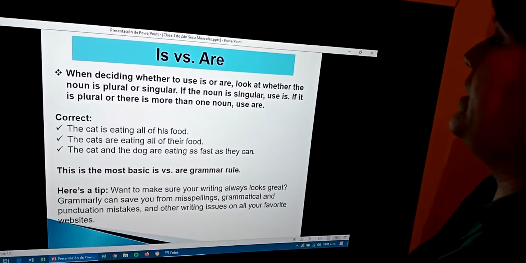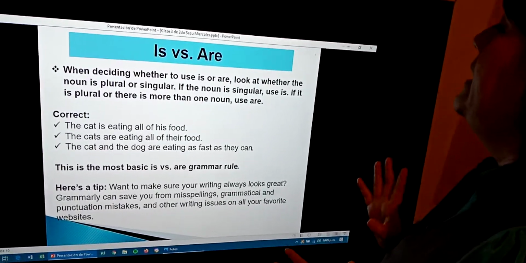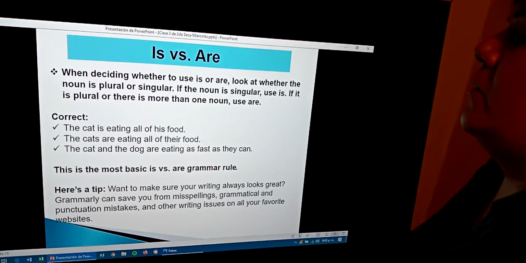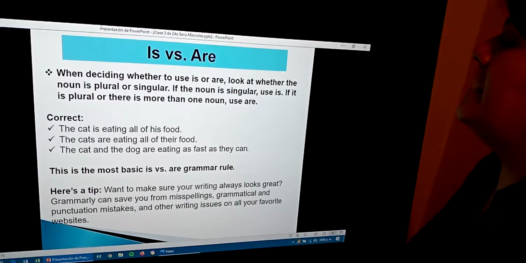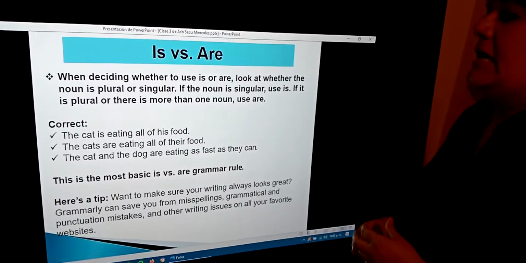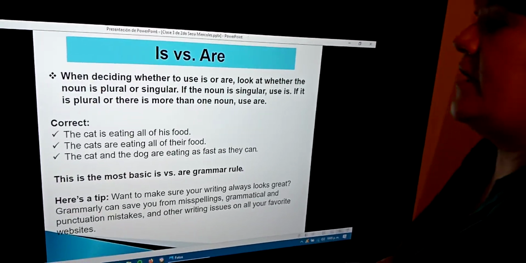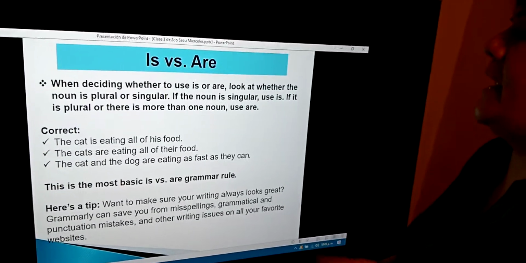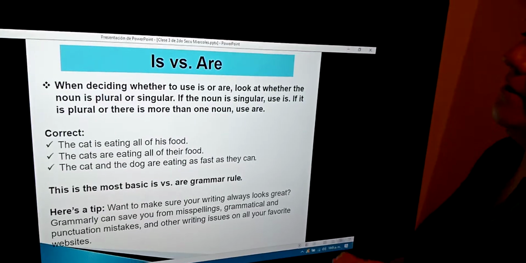You need to look right here, okay? Is whether the noun is plural or singular. If the noun is singular, use is. If it's plural or there is more than one noun, use are.